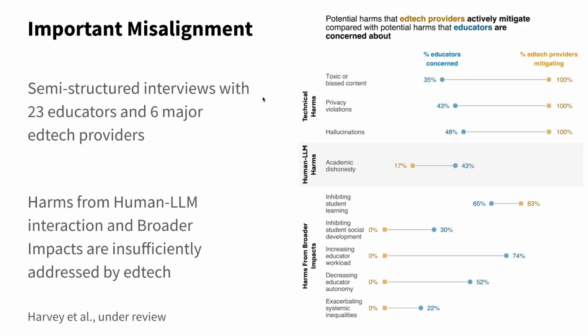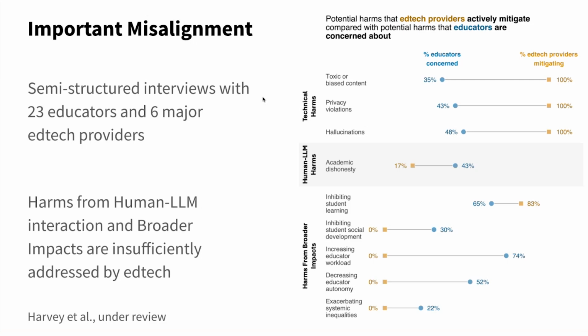My student Emma Harvey has led this work on understanding the potential misalignment in what edtech providers are thinking about in terms of harms and what educators are thinking about in the classroom. So she interviewed 23 educators and 6 major edtech providers that really account for a lot of edtech being used in K-12 classrooms, and asked them which harms they're concerned about, and what they're doing about them. And what she found is that there's a really substantial disconnect between what the concerns are and what providers are doing, right?